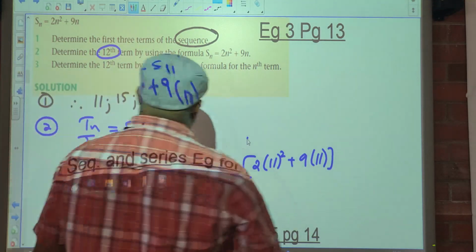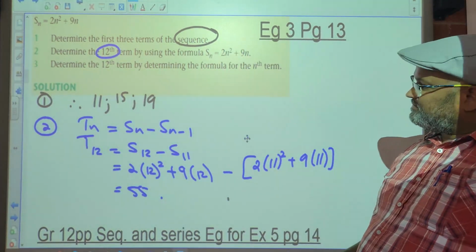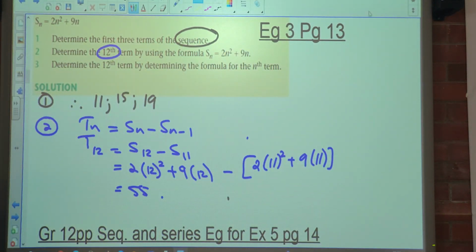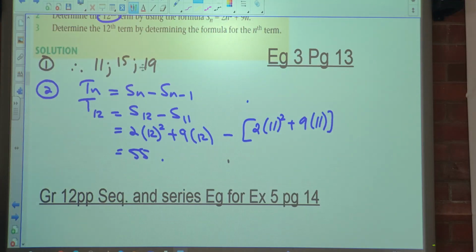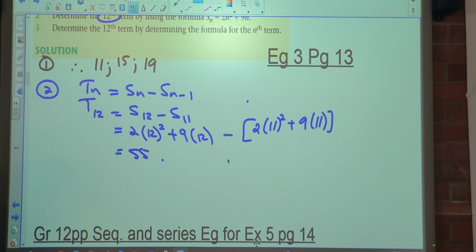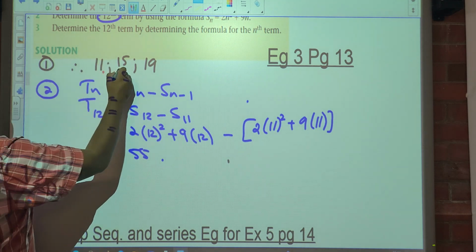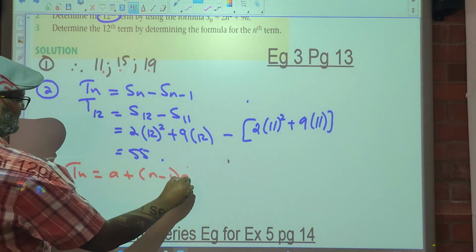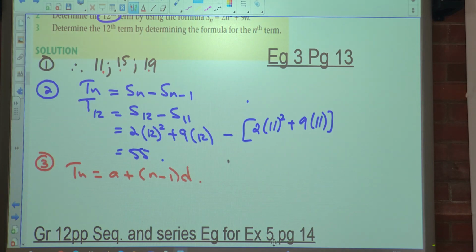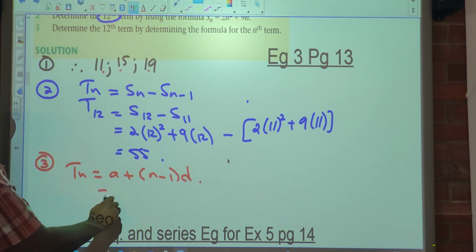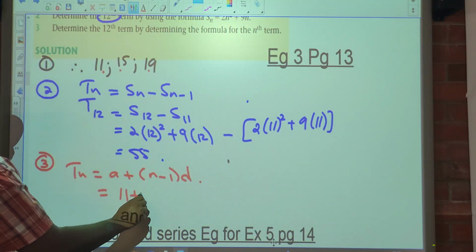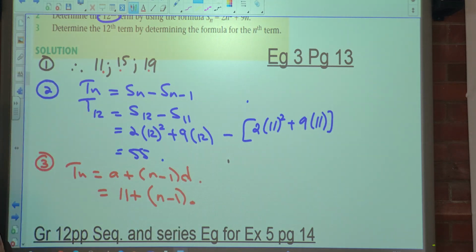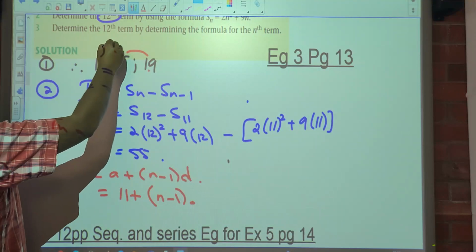Then in number 3 it says determine the 12th term by determining the formula for the nth term. So what do I do then? Since I have these 3 numbers here, my formula would be Tn is equal to A plus n minus 1 d. What's your A value? The first term, which is 11, plus n minus 1 times, how do I move from one term to the next? Adding 4.